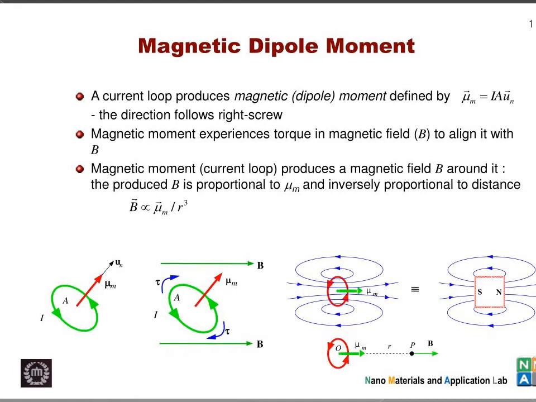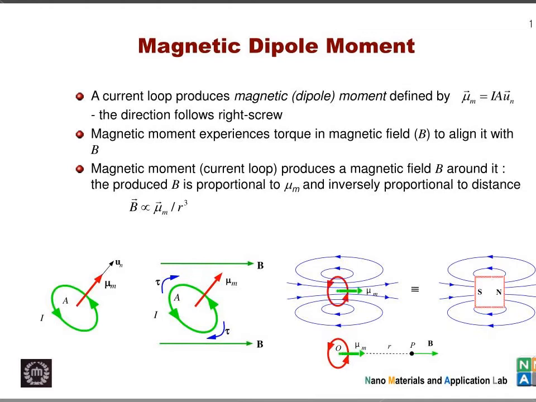The magnetic dipole moment is defined as the product of its pole strength and magnetic length. It is a vector quantity and it is denoted by P. This is the magnetic dipole moment. A current loop produces a magnetic dipole moment, defined by mu m equal to I A n, which shows the direction of the current flow.